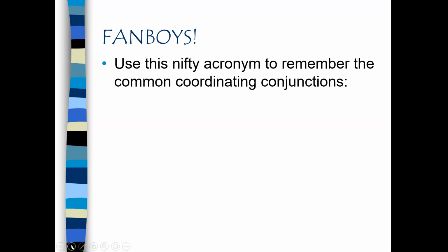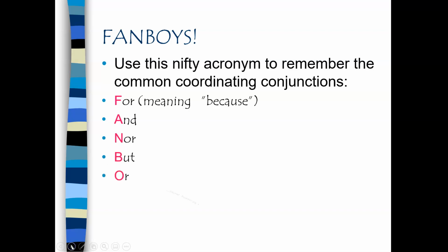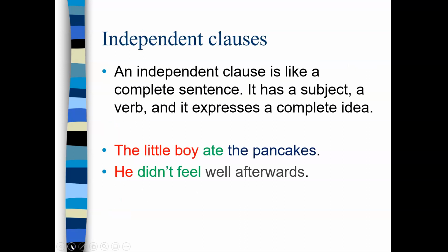So I'm sure you've seen this before, but this is a very nifty trick. It's called fanboys, and this will help you remember the common coordinating conjunctions, which are F, for, when it means because, and, nor, but, or, yet, and so. So fanboys. This is a useful trick.